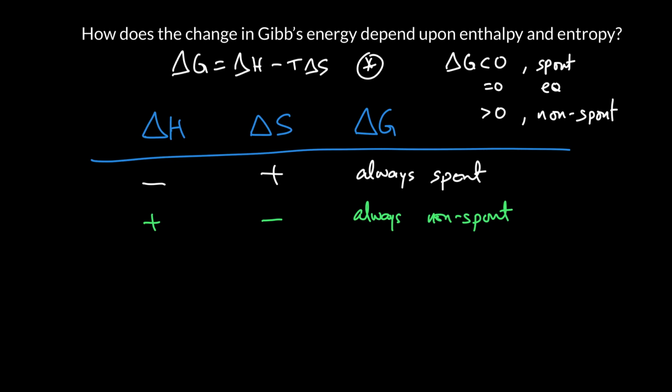What is interesting is that there's another combination here. So for instance, if delta H is positive and delta S is positive, then we get two competing effects. So this is positive. Imagine you make the temperature 0, then this term would go away. So delta H would be positive, delta G would be positive at low temperatures. So if it's positive, what does that mean? Yeah, it means it doesn't happen. So it's non-spontaneous at low T.